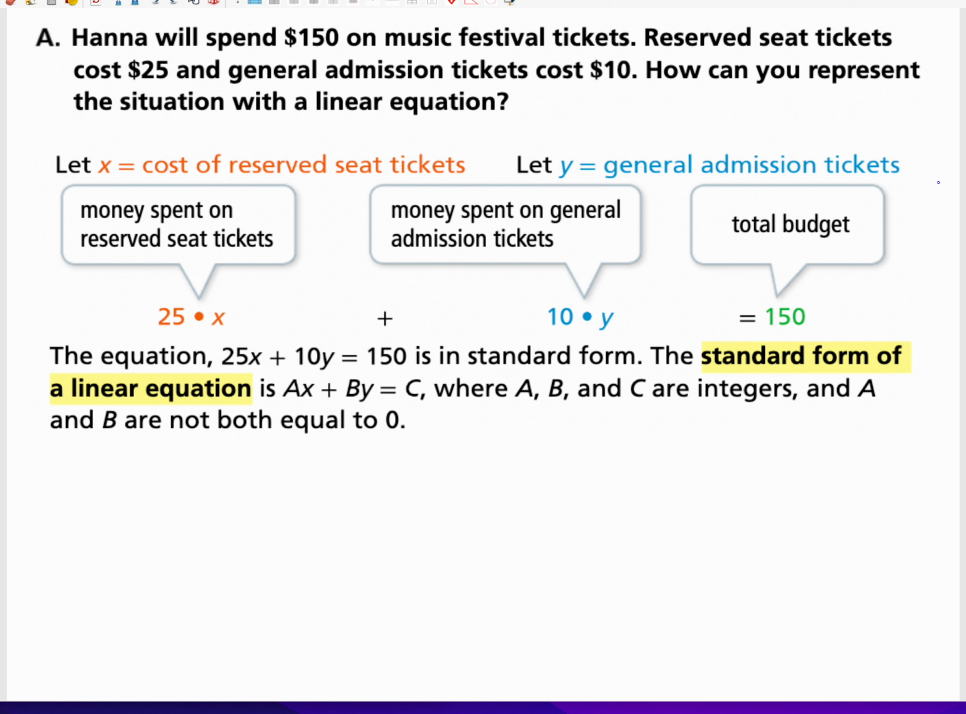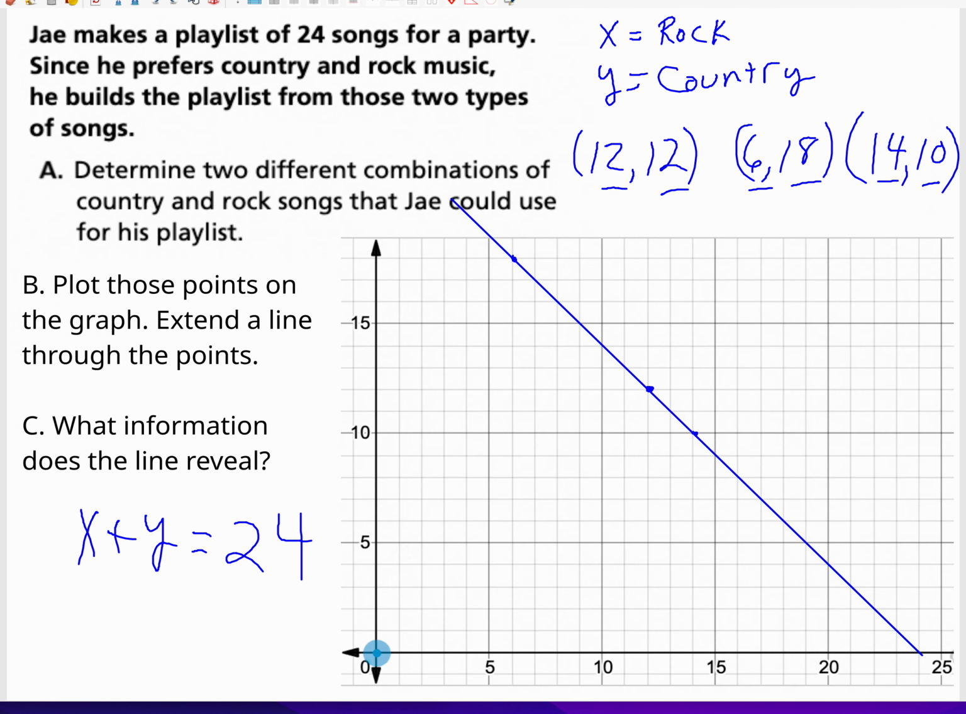Okay, so A, B, and C need to be integers. A and B cannot both be 0. Okay, one of them could be, because we're going to end up with intercepts, right? Just like here on this one, we could have 0 rock songs and 24 country, or we could have 24 country and 0 rock. So one of them can be 0, but not both of them.